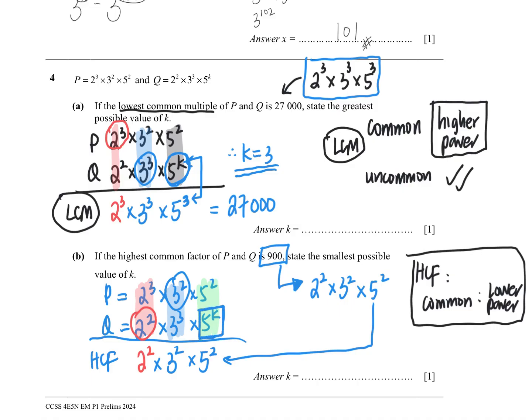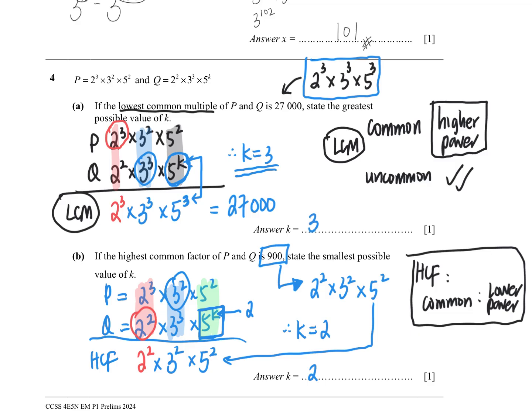5 square. K must be 2, because if it's 1, then it will become the smaller power. So the smallest possible value I can take is 2. Therefore K must be 2. So this question is working backwards.